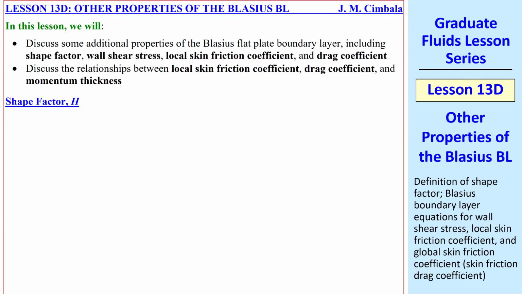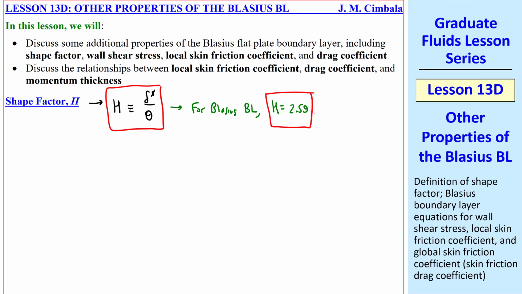So far, we've discussed delta, delta star, and theta, the three different kinds of thicknesses. Now let's define shape factor H. H is defined as the ratio of delta star over theta. It's a non-dimensional quantity, therefore, since both delta star and theta are lengths. For the Blasius boundary layer, when you plug in our equations for delta star and theta, H is 2.59. This is the case for a zero pressure gradient boundary layer.